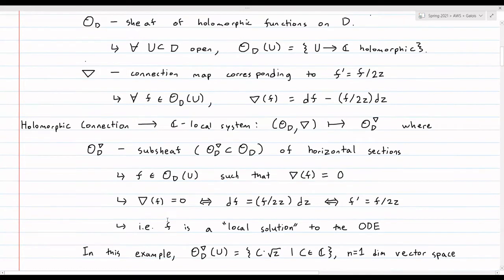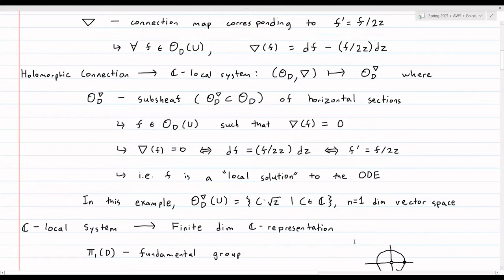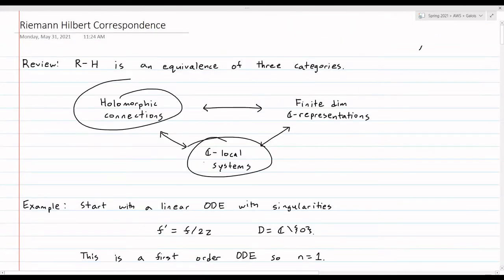Okay, so that's how you go from holomorphic connections to complex local systems. Again, we're taking my holomorphic connection here, which in this example is the sheaf of holomorphic functions and this particular connection map. And what we're doing is solving this equation, del f equals 0, which is kind of the same thing as solving a differential equation. What we get on the other side is a complex local system, which in this example is a sheaf of local solutions to this ODE. So that's the example, how it works going from this circle to this circle.